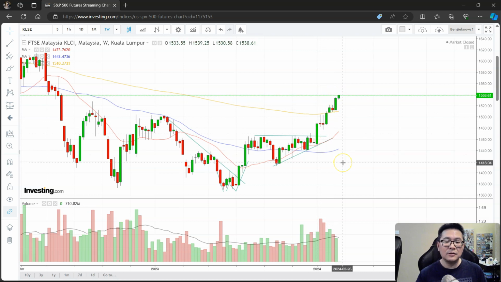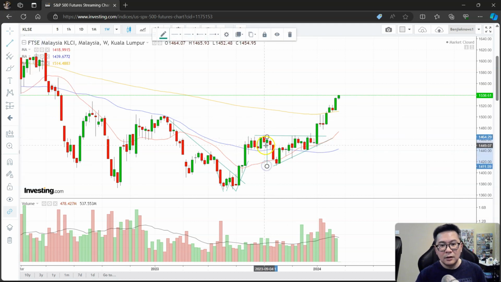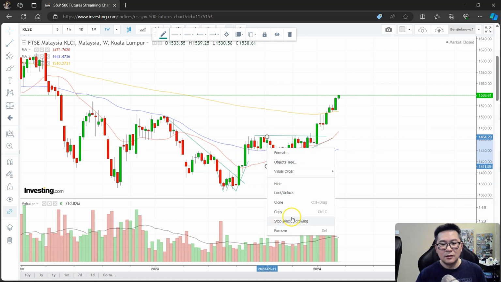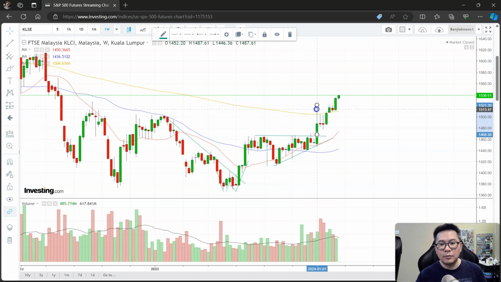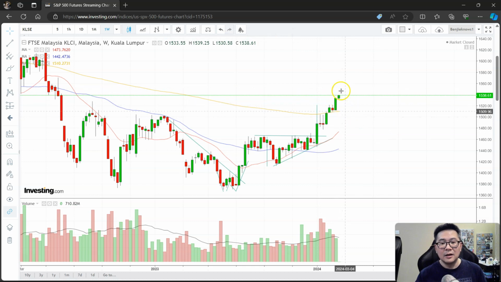If you learn a bit about the ascending triangle, you know the height of this pattern matters. Let me just draw the height of this pattern. You copy it, clone it, and project it from the breakout around here. This is the initial target, and it's more than met. So when you see an ascending triangle in the KLCI, and it breaks out of it, you know it's most probably going to be a bullish environment.